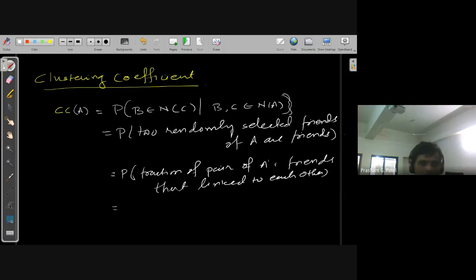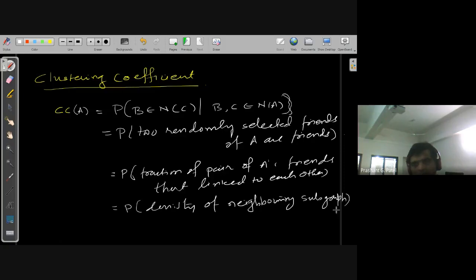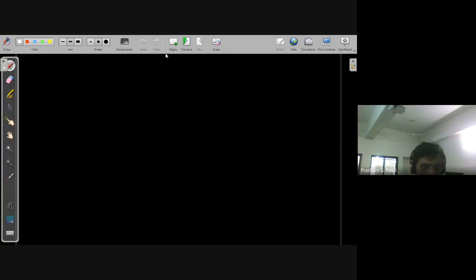There is another way of looking at this: the density of the neighboring subgraph. How dense the graph is also depends on that. And we also discussed the global clustering coefficient, which is a concept of triplets of a node. We have done two types of triplets in the previous lecture. A triplet consists of three nodes.